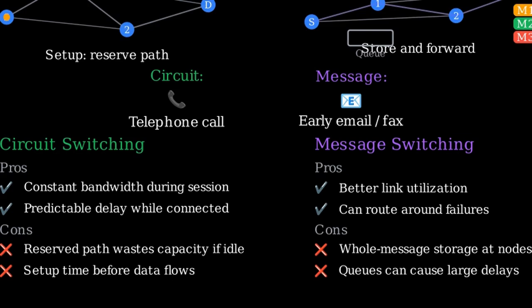Message switching. No dedicated path means better link utilization, and messages can route around failures or congestion. But each node must store whole messages, and busy nodes can cause large delays.